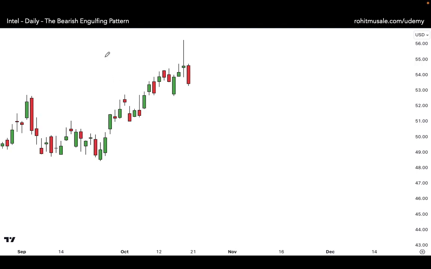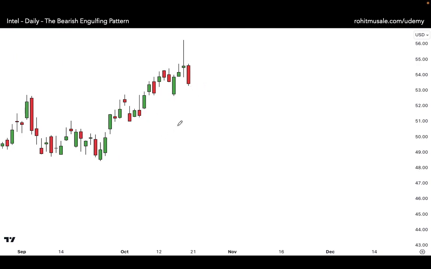In this video, we will look at the bearish engulfing pattern. We had already looked at the bullish engulfing pattern. This is just a replica, or the mirror image of that, but in the other direction. So this is a daily time frame chart of Intel Corporation. And if you see these two candles, that's the bearish engulfing pattern. So let's try to understand how to identify that pattern.